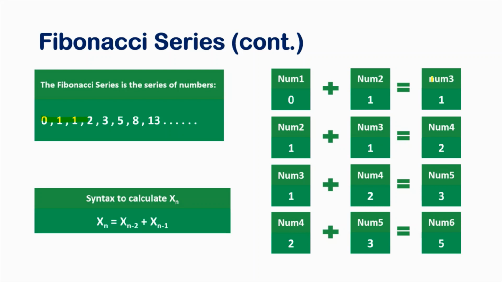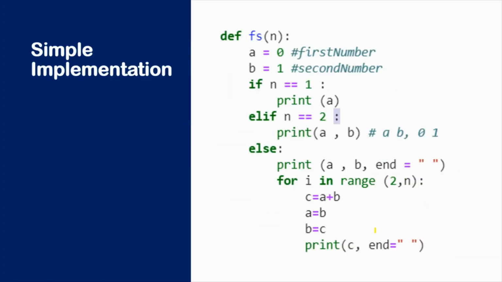So the third number is calculated by the sum of the first number and second number. The fourth number is calculated by the sum of the second number and third number. The fifth number is calculated by the sum of the third number and fourth number. The sixth number is calculated by the sum of the last two previous numbers, that is fourth and fifth. Now we will come to the simple implementation of the Fibonacci number in Python.